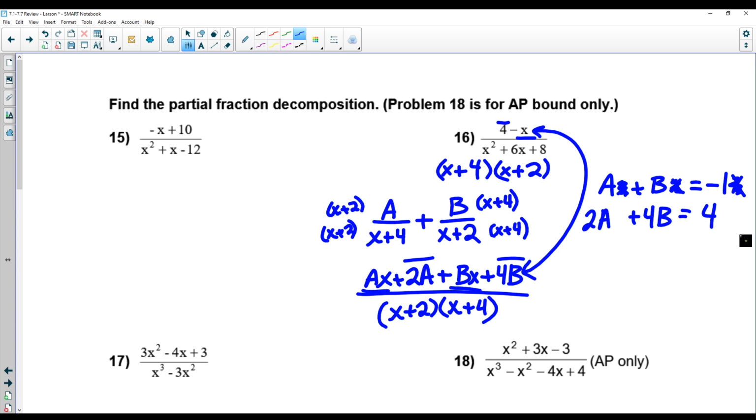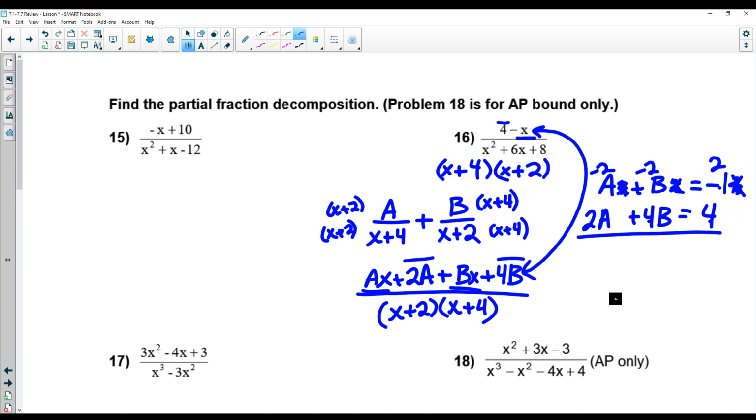So now that I have these two equations with two unknowns, I can easily solve these. How you solve it is up to you. You can put 1, 1, negative 1, 2, 4, 4 into a matrix and do reduced row echelon form and get A and B that way. I'm just going to go ahead and use elimination. I'll multiply everything up here by negative 2. So I'm going to have a negative 2A, a negative 2B, and this would turn to positive 2.